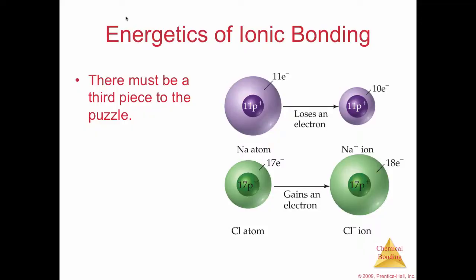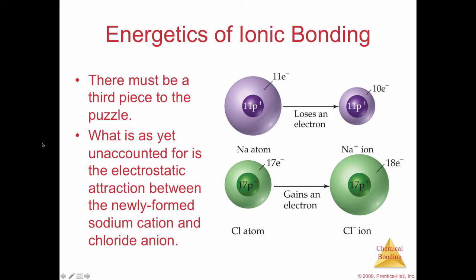There must be a third piece to the puzzle. We know that sodium loses an electron to form a cation, and chlorine gains an electron to form an anion. What is as yet unaccounted for is the electrostatic attraction between the newly formed sodium cation and chlorine or chloride anion.